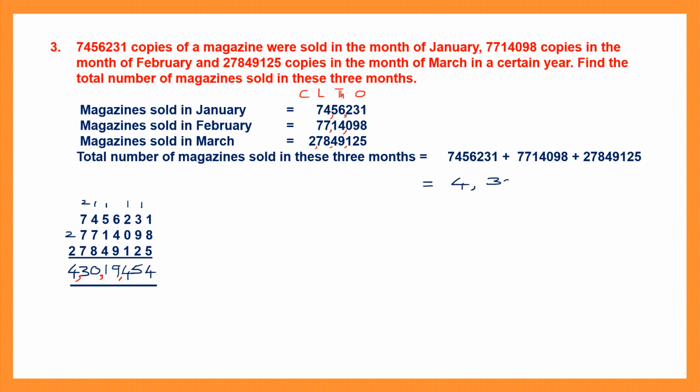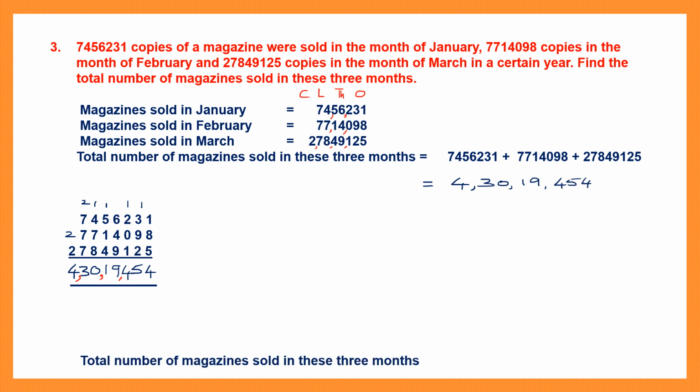So 4 crore, 30 lakh, 19,454. So let's write a final answer. Total number of magazines sold in these 3 months. We need to write 4 crore, 30 lakh, 19,454.